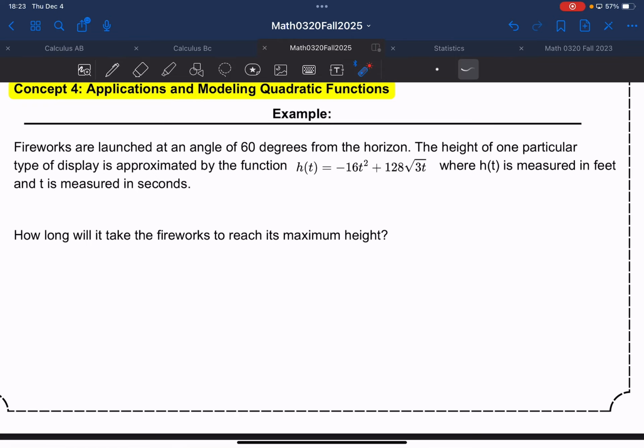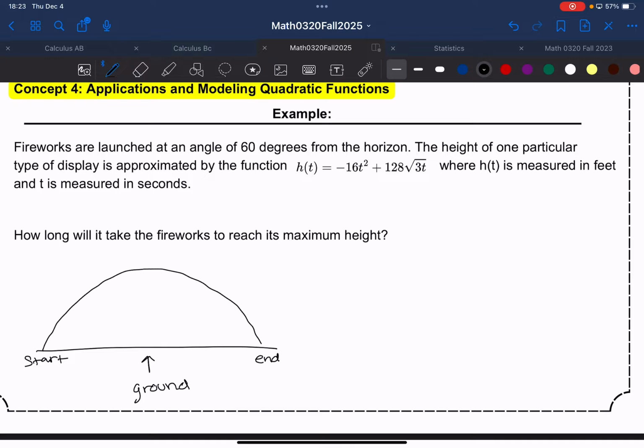So before we attempt this problem, the best way to approach this is to first draw a diagram. Okay, so let's say this is our ground where the person is launching the firework. Okay, this is where it's going to start. This is where it's going to end. And again, this part is the ground. So when you launch something, does it continue going up, or does it eventually come down? So it would look like this. Go up and then come down.